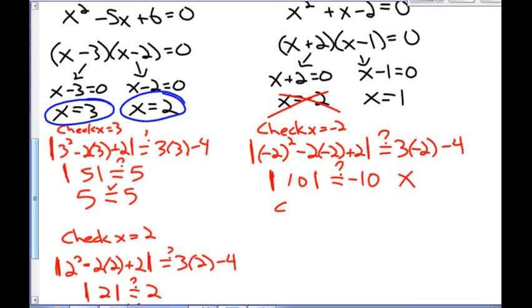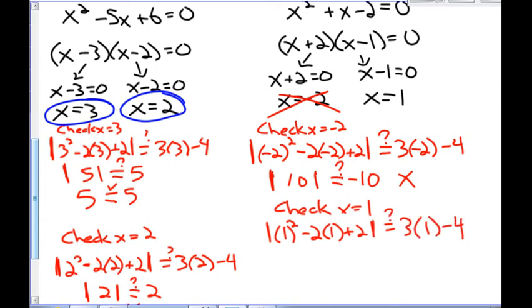Let's try the last one. x equals 1. That's going to give us 3 times 1 minus 4. Now you might see right away on the right it's going to be a negative number, so it won't work out. Well, that's okay. We'll just make sure by showing all the steps. So the absolute value of 1, is that equal to negative 1? No, it is not. So our only solutions are 2 and 3.